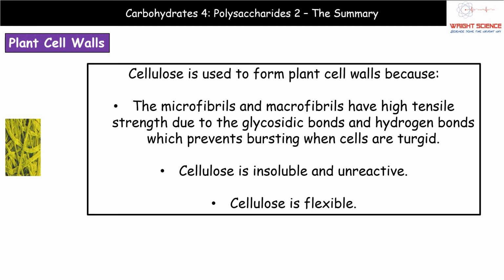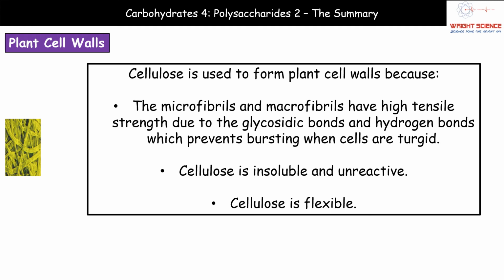In terms of why cellulose has evolved to be the chemical that's used to form these plant cell walls, then we have a few key things to remember here. Firstly, those micro and macro fibrils that make up the cellulose have a high tensile strength. The reason that they've got that high tensile strength, they've got the glycosidic bonds, obviously between the individual beta-glucose molecules, and hydrogen bonds, both within and between those different chains.